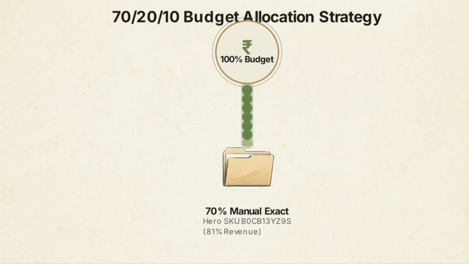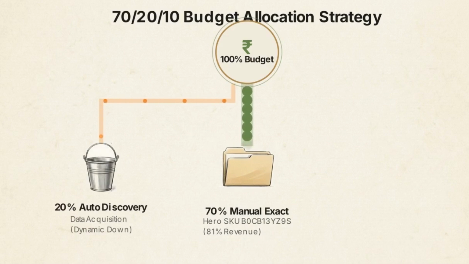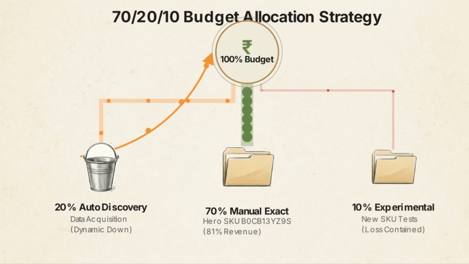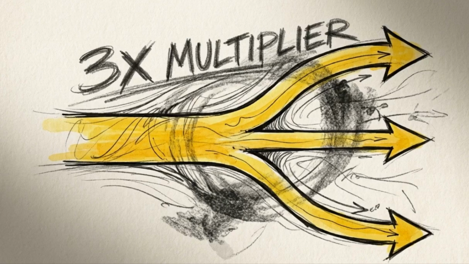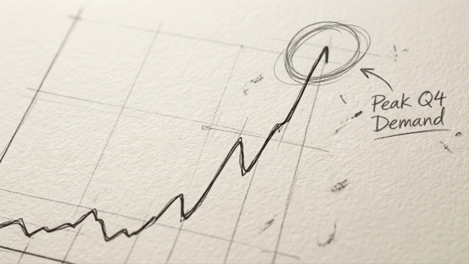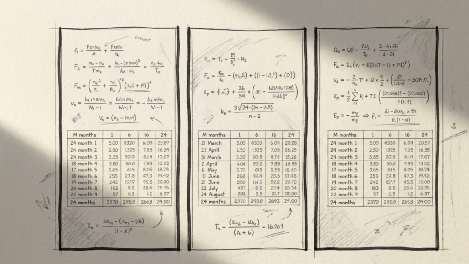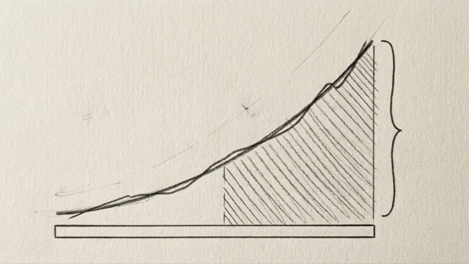70% flows into manual exact campaigns for the hero SKU. 20% flows backward into auto campaigns for continuous discovery. The final 10% is quarantined for testing new products, containing potential losses. During the critical Q4 gifting season, the daily budget on that primary 70% stream was multiplied by 3, exploiting the high conversion rate when consumer intent peaked. Maintaining strict proportional boundaries across these 3 streams is the mathematical reason the 4.07 ROAS held steady over 24 months. It forces the capital to scale efficiently without bloating the total spend.